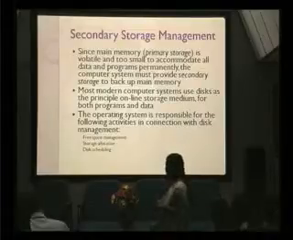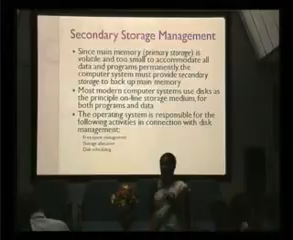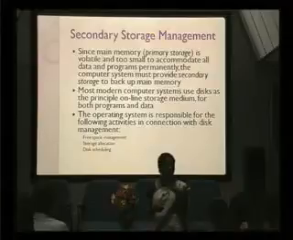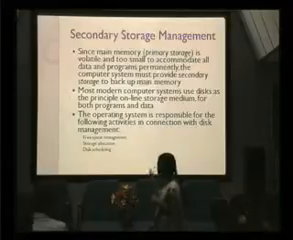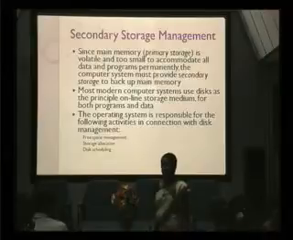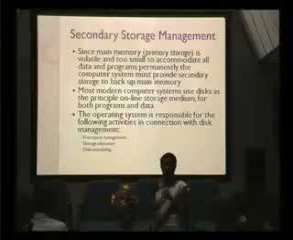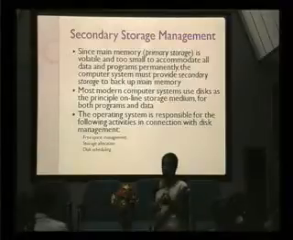In disk management, space management is done by the operating system. In main memory also, allocating and deallocating space is done by the operating system. Here also, secondary storage allocation and deallocation is done by the operating system. Free space management, storage allocation, disk scheduling. As I said, there is a mechanism that should be followed for scheduling the disk space.